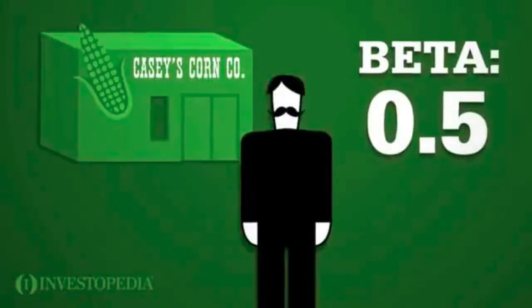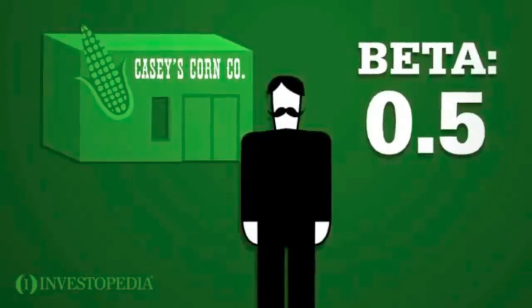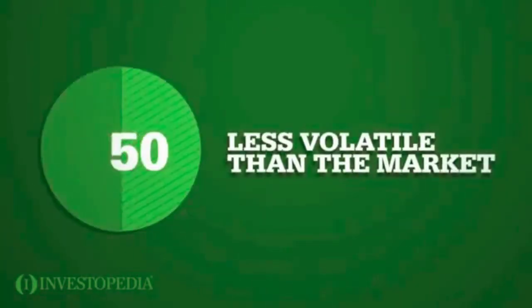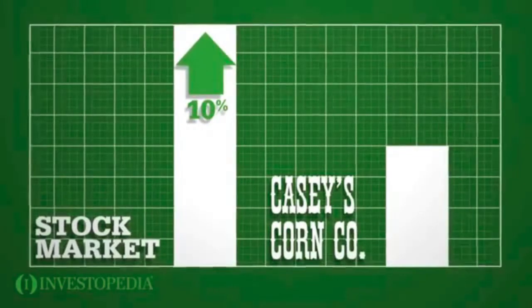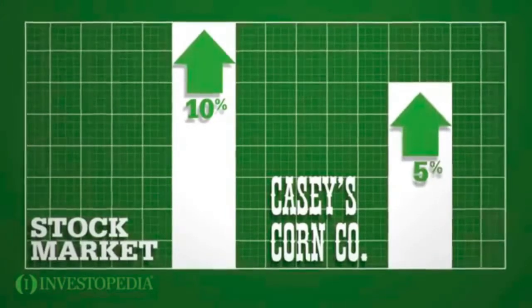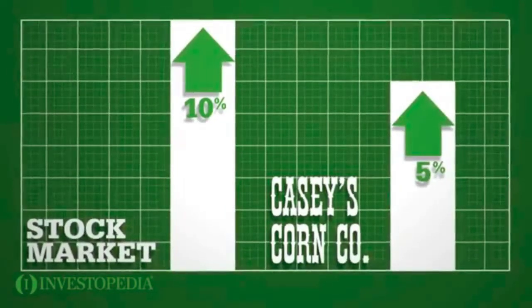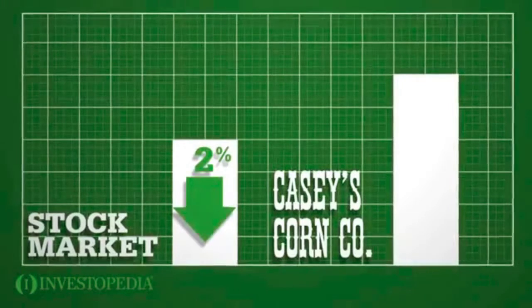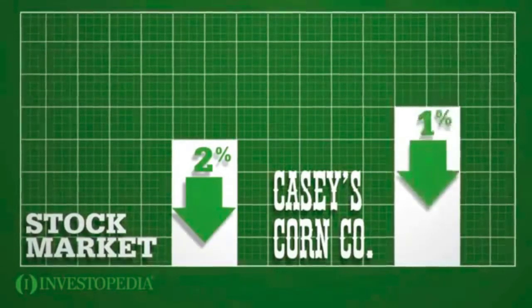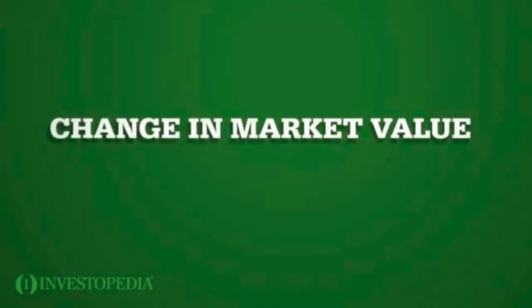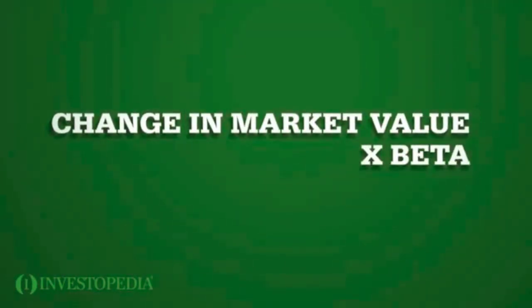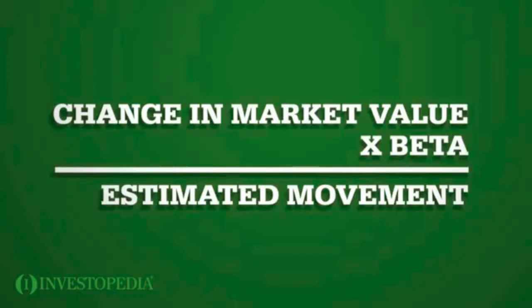The beta of a share in Casey's Corn Company is 0.5. This means that Casey's has historically been 50% less volatile than the market. So if the market moves up by 10%, Casey's stock will only appreciate 5%. If the market declines by 2%, Casey's corn will lose only 1% of its value. The change in market value is multiplied by a stock's beta to estimate its movement.